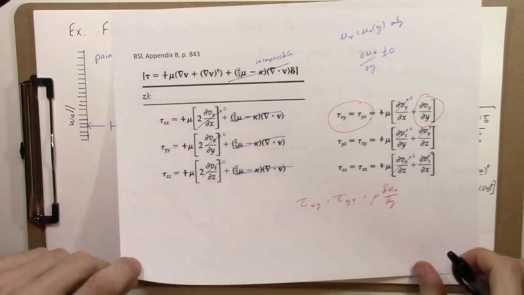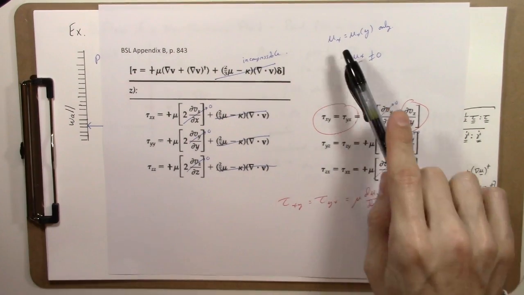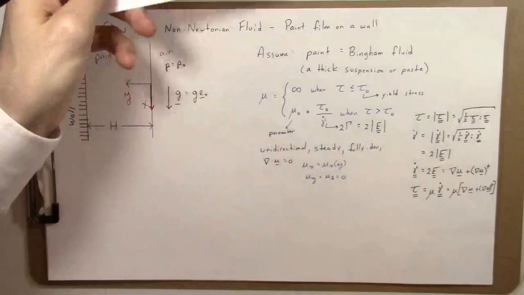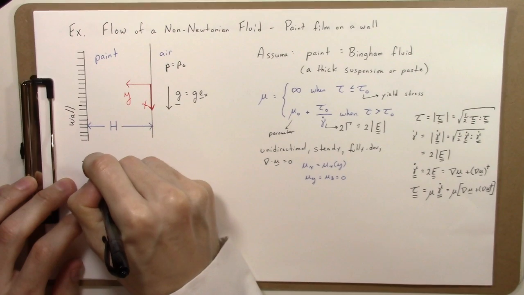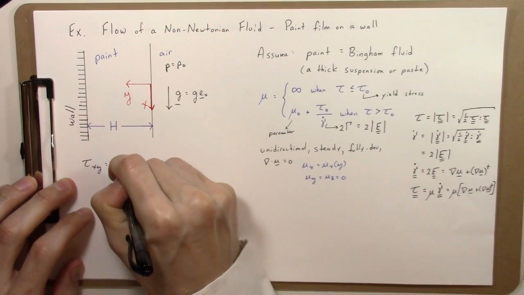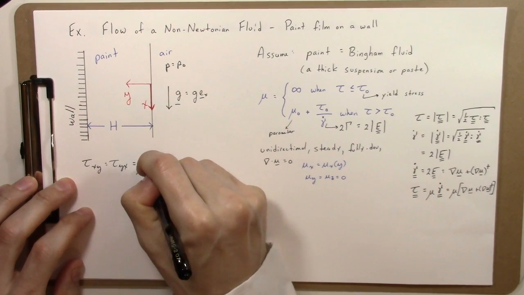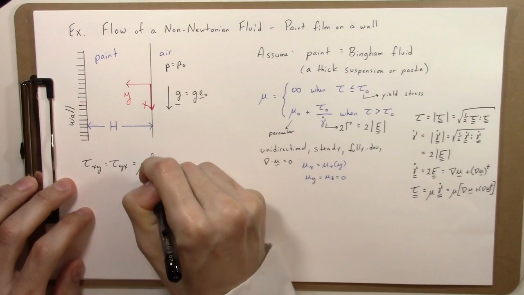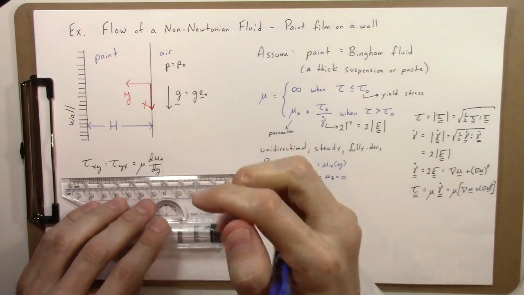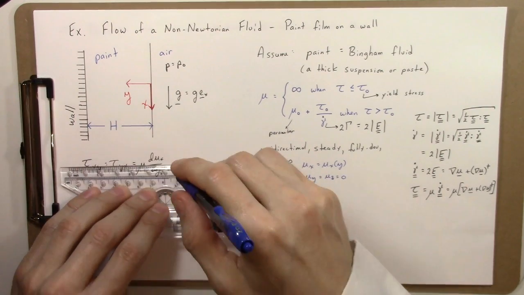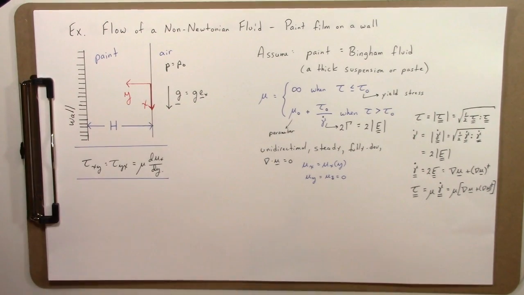So we can write this down as a key result from examining the terms in the viscous stress tensor based on our assumed form of the velocity field. So for this problem, tau xy is equal to tau yx, which is equal to mu dux dy. So that's a very useful result that will greatly simplify our subsequent analysis. So we can highlight this.